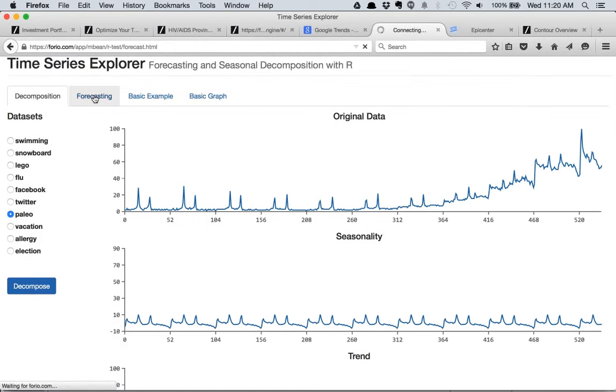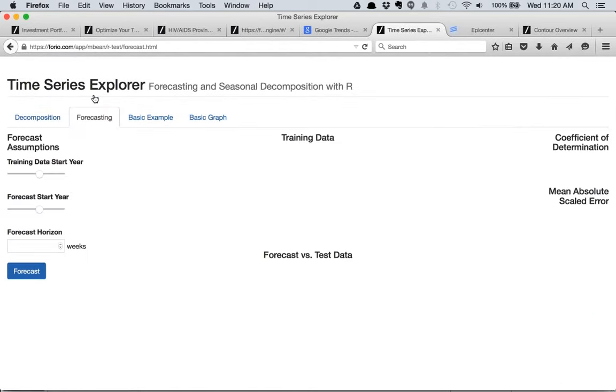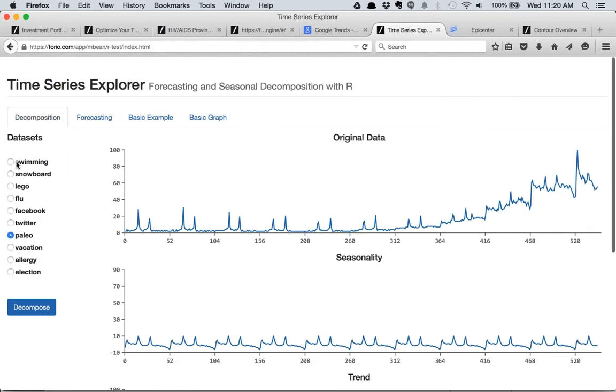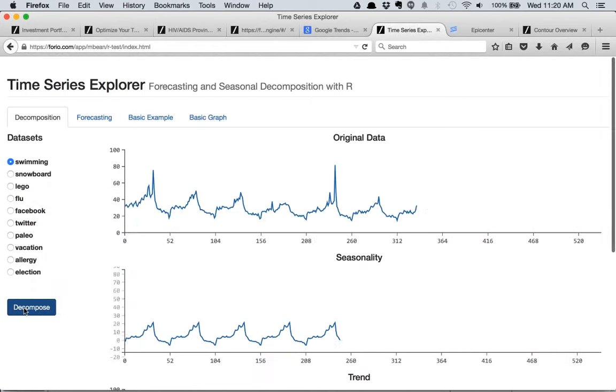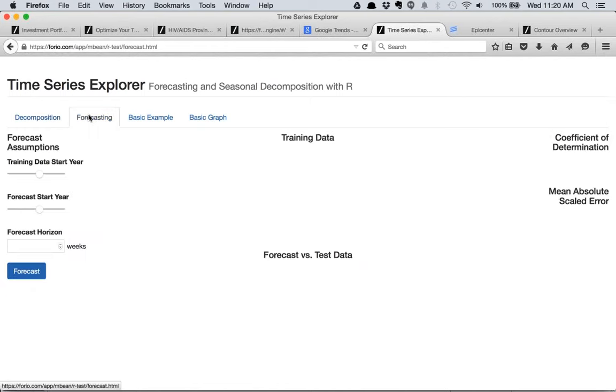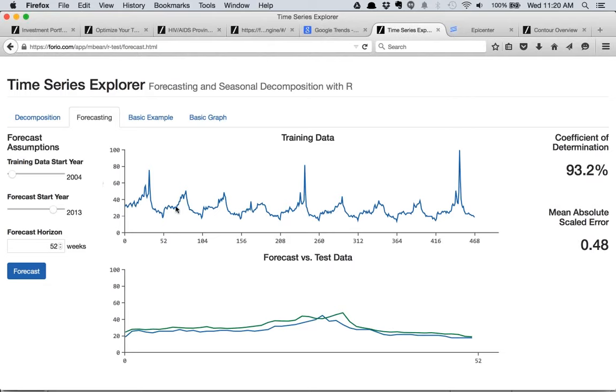But this is kind of what we're building. And then in addition, what we want to do, actually, I want to use a different data set. Let me go to, let's just use the swimming data set as the first one here. I'm going to decompose that as a starting point. And then what I'm going to do is switch to the forecasting tab. And what I can do here is start to do some things with forecasting, right?